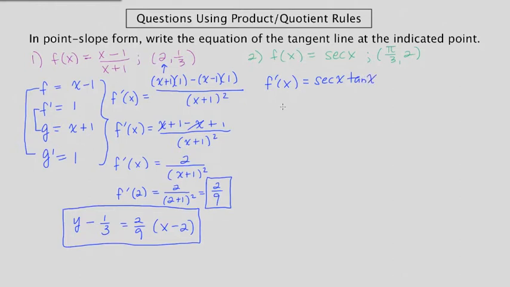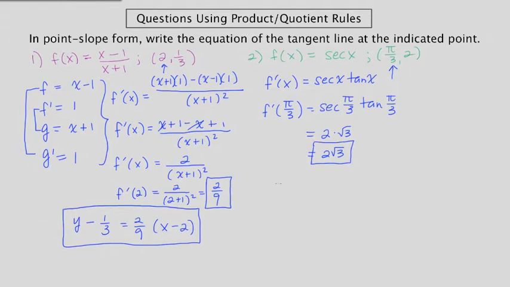So again, to find the slope of the tangent line at a specific point, we're going to have to plug that into the derivative. So the specific x value is pi over 3. So this becomes the first derivative evaluated at pi over 3: secant pi over 3, tangent pi over 3. Okay, well the secant of pi over 3 is 2, and the tangent of pi over 3 is root 3. So our slope is 2 root 3.